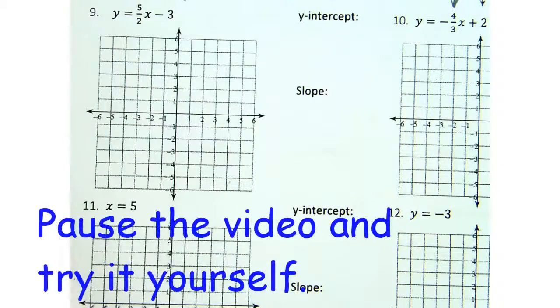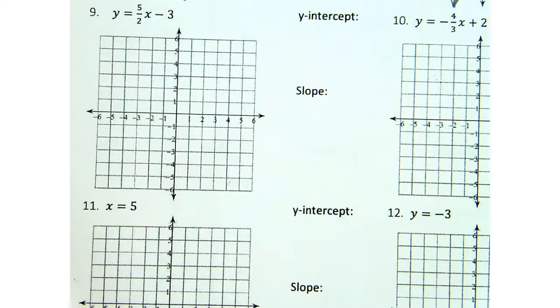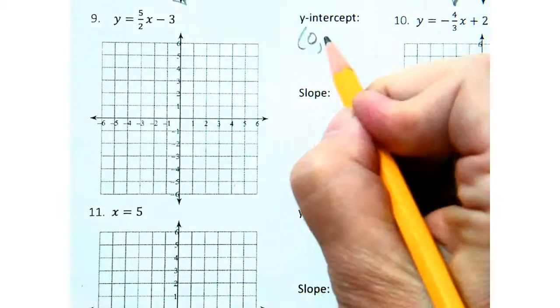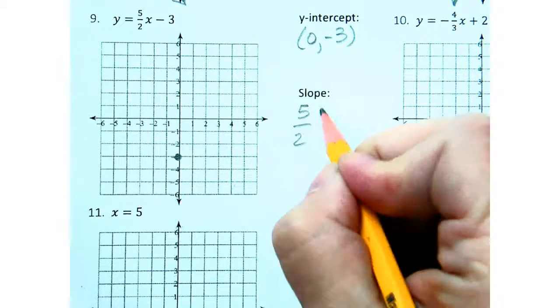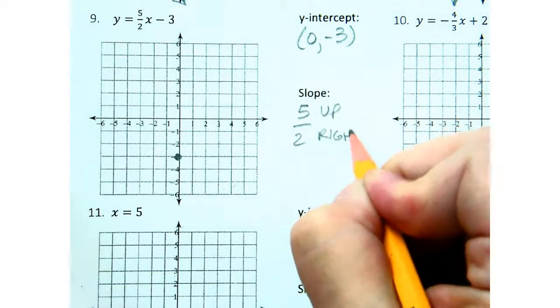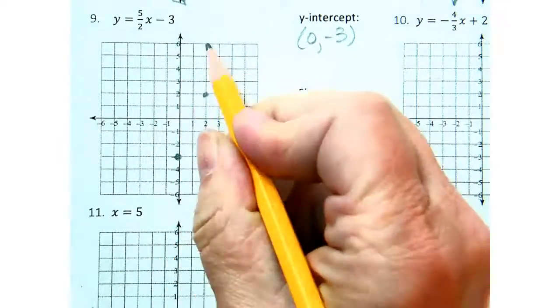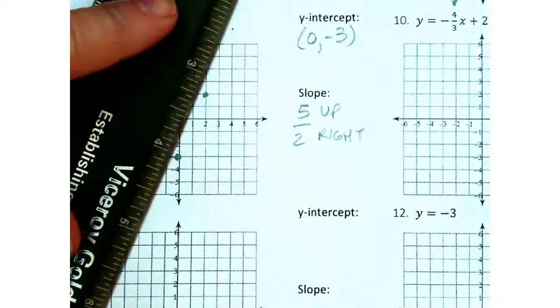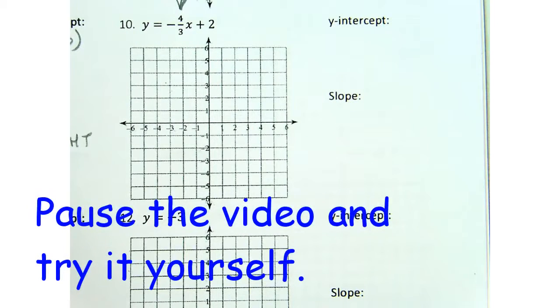Pause the video and try the next example yourself. Now that you have tried it, check your work. The y-intercept is negative 3, so we begin at 0, negative 3. The slope is 5 over 2. It is positive, so we go up and to the right. Up 5 and to the right 2. Continue as far as possible, then connect the dots with a ruler. Pause the video and try the next example yourself.